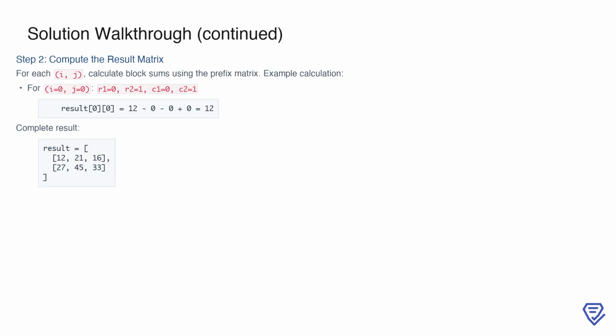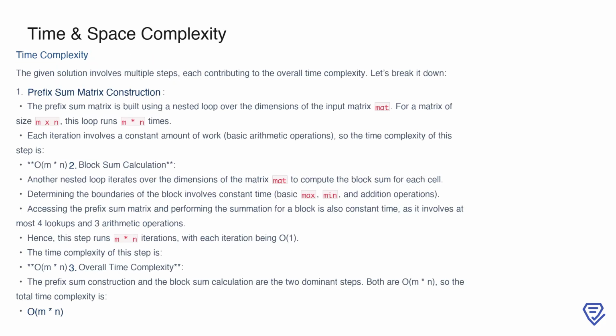The result is a new matrix where each element represents the sum of the elements within the k-radius block for that position. This example illustrates that the solution works seamlessly for non-square matrices, maintaining the same efficiency and accuracy as with square matrices. In this problem, the time complexity of our solution is determined by 2 main steps.